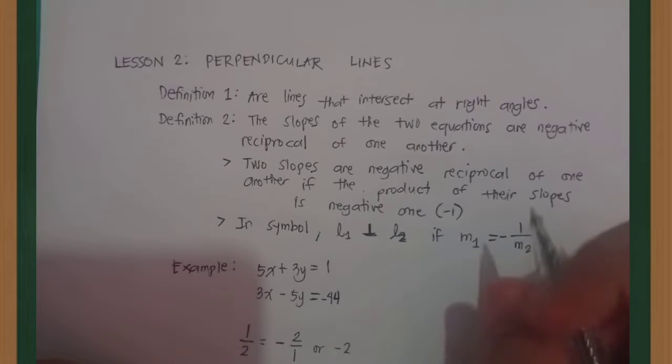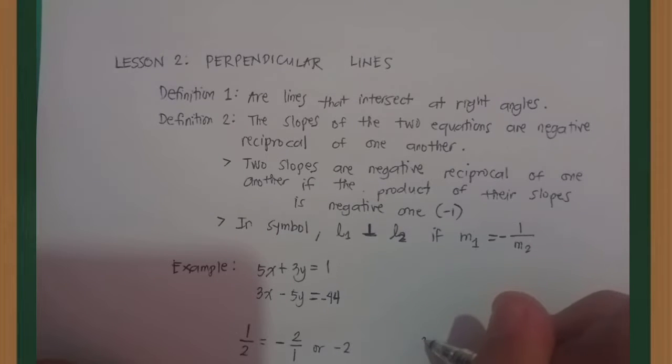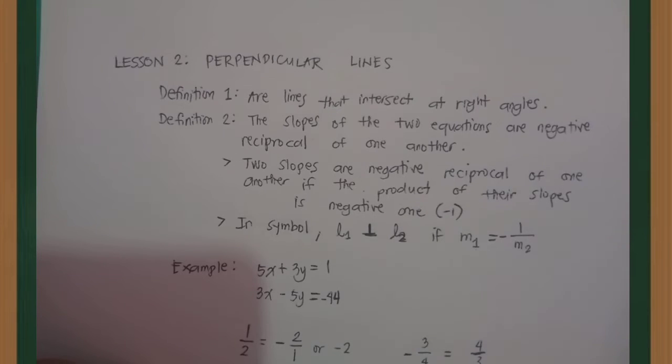Another example, if we have negative 3/4. What is the negative reciprocal of negative 3/4? It is easy, just flip it. The opposite of negative is positive. So positive, and flip 3/4, it becomes 4 over 3. So positive 4 over 3 is the negative reciprocal of negative 3 over 4. Did you get me? That is the meaning of negative reciprocal.